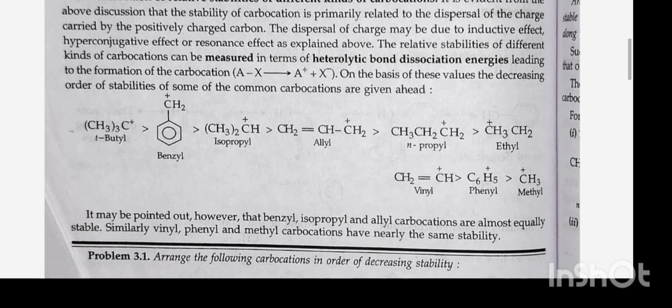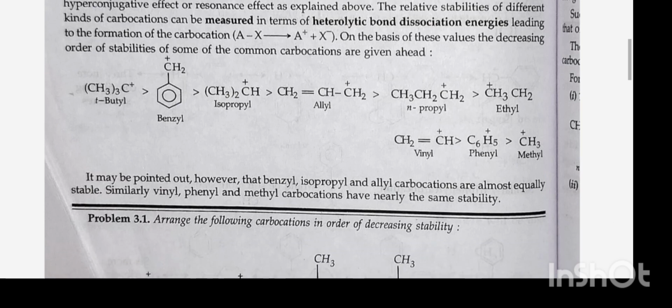Decreasing order: tertiary, benzyl, isopropyl, allyl, n-propyl, ethyl, vinyl, phenyl, methyl. It may be pointed out, however, that benzyl, isopropyl, and allyl carbocations are almost equally stable. Similarly, vinyl, phenyl, and methyl carbocations have nearly the same stability.